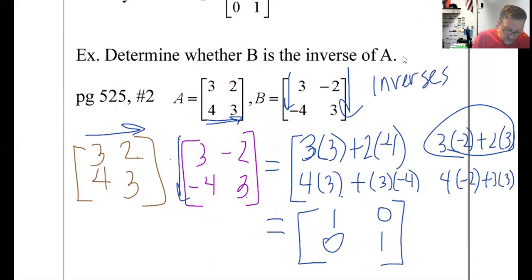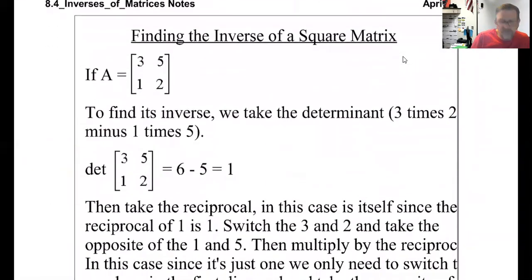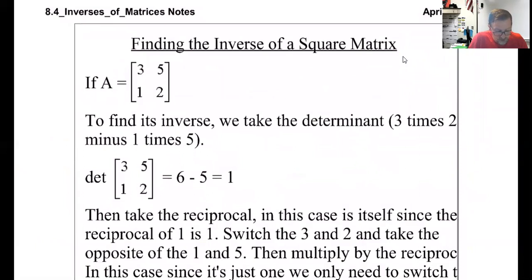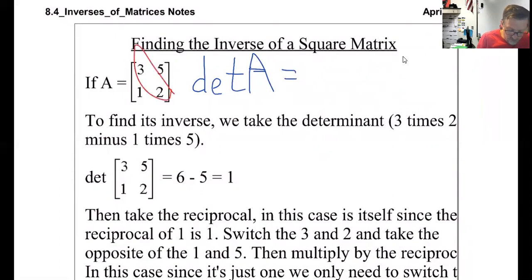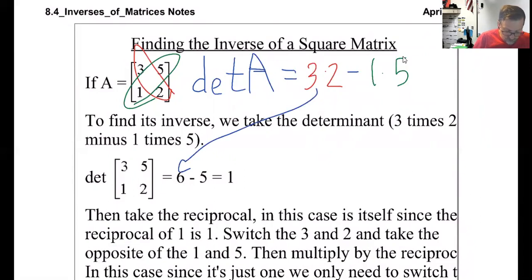Okay, moving on. So, how do you actually find an inverse of a matrix? We're going to use something called the determinant method. So the determinant is a little bit of arithmetic. It's done pretty simply. A little multiplication, some subtraction. I'm going to color code here. I'm going to make my 3 and my 2 red. I'll multiply them together. I'm going to make my 1 and my 5 green. I'm going to multiply them together. And then subtract. So take a look. 3 times 2 is 6. 1 times 5 is 5. So the determinant of this matrix would be 1.